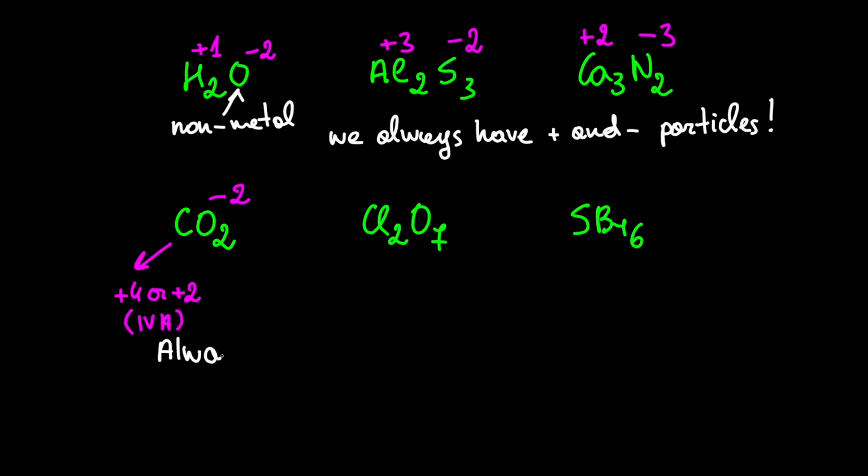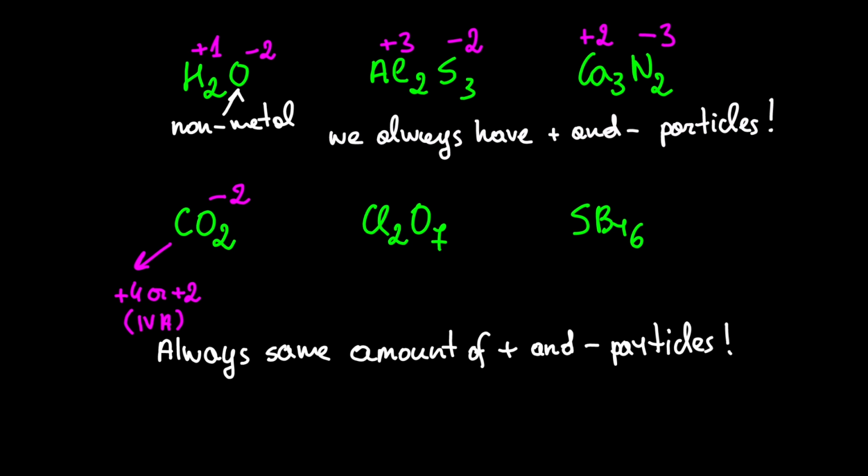What you need to remember is that in the compound we always have the same amount of positive and negative particles. In CO2, we have two oxygen atoms, each of which has an oxidation state of -2. So overall negative charge is -4. On the other hand, we have only one carbon atom, so that means that carbon should be +4 to balance positive and negative particles. What about Cl2O7?